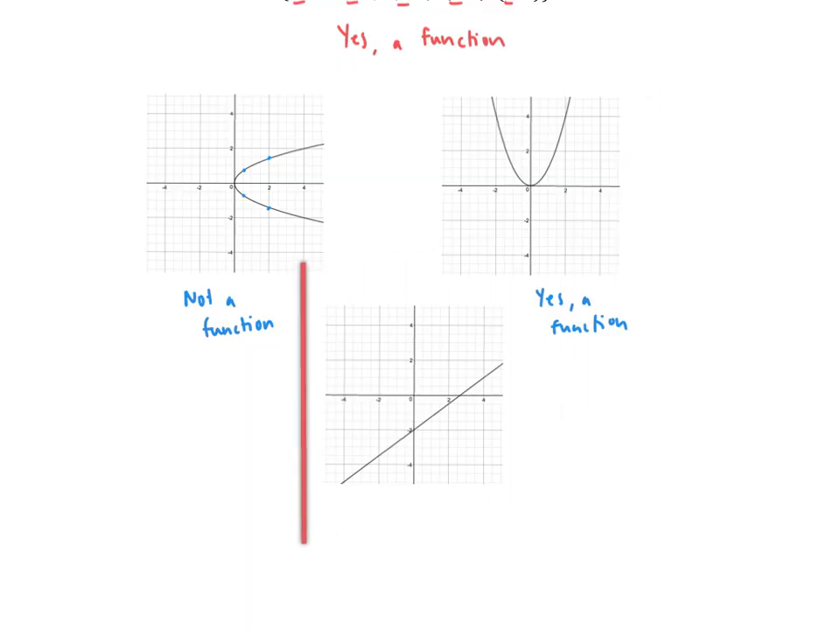Now I'll look through this last graph, and as we go through this example, I'm not hitting any two of the same points at the same time, so I would not have the same x values, so this would be a function. And again, we can determine with a graph if we have a function by the vertical line test.